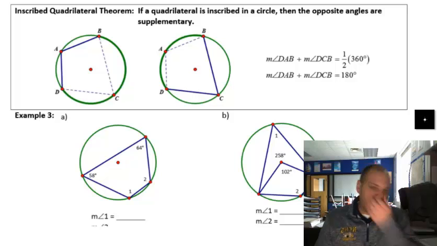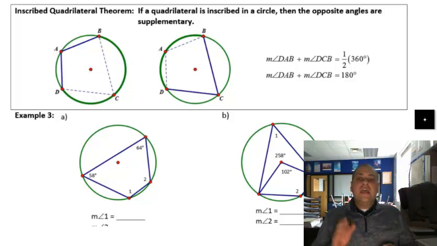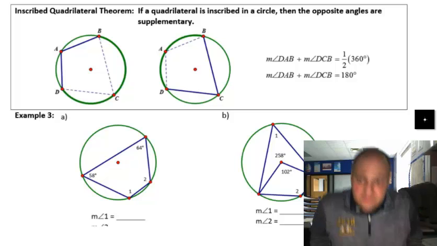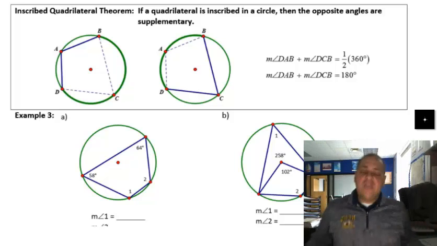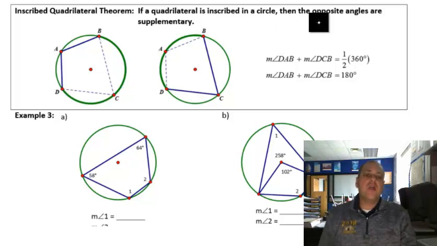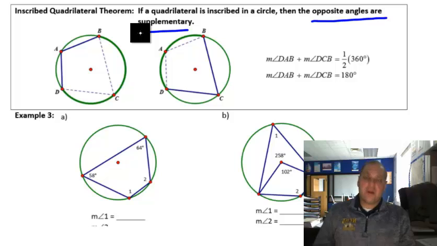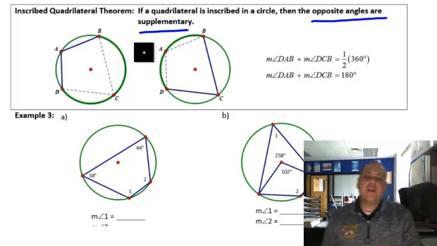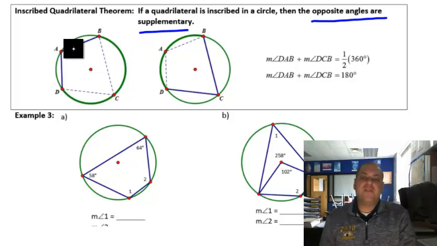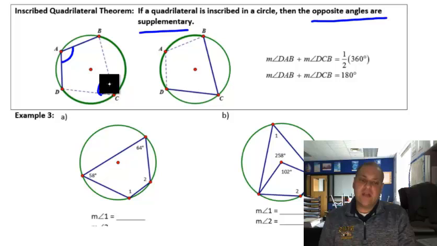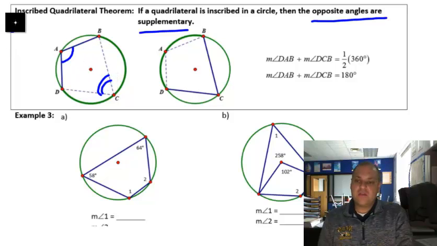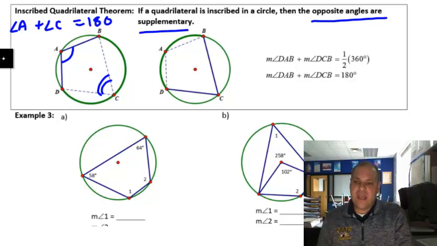Last theorem with a couple examples here. It's very important. And this came up on an exam in the past. Inscribed quadrilateral theorem. If a quadrilateral is inscribed in a circle, then opposite angles are supplementary. Okay, so basically, here's the picture. If I know angle A, then I would know angle C. They are supplementary. Angle A and angle C add up to 180. So angle A plus angle C equals 180. And then I could say angle D plus angle B equals 180.